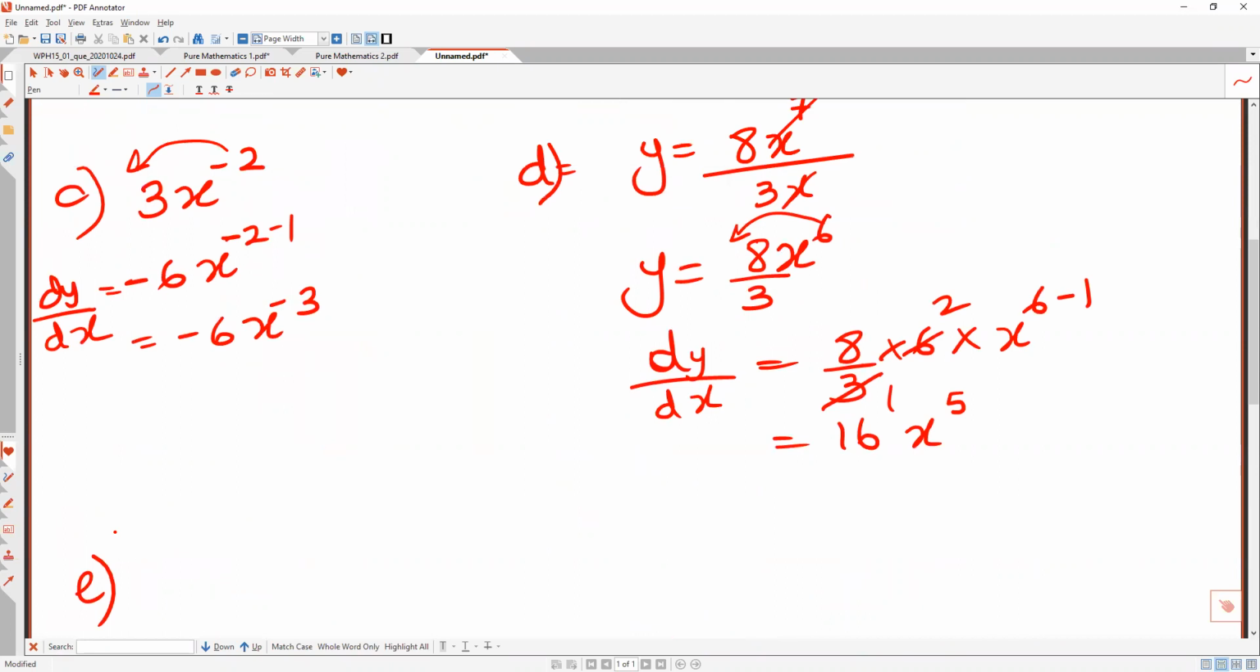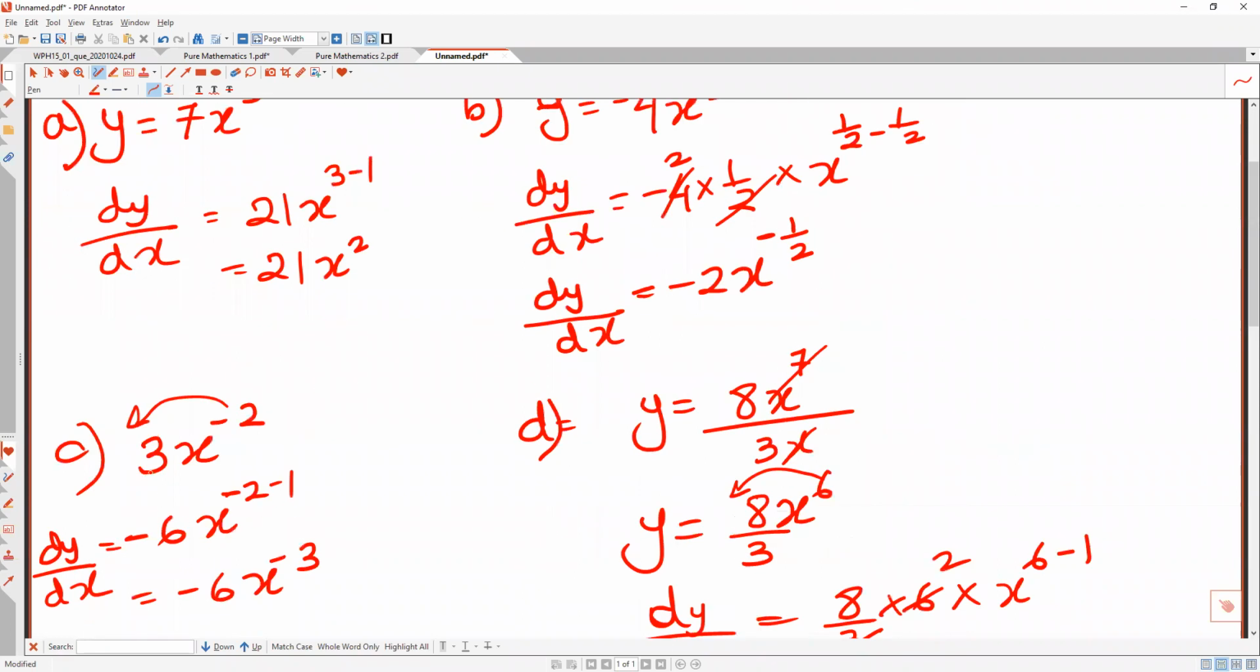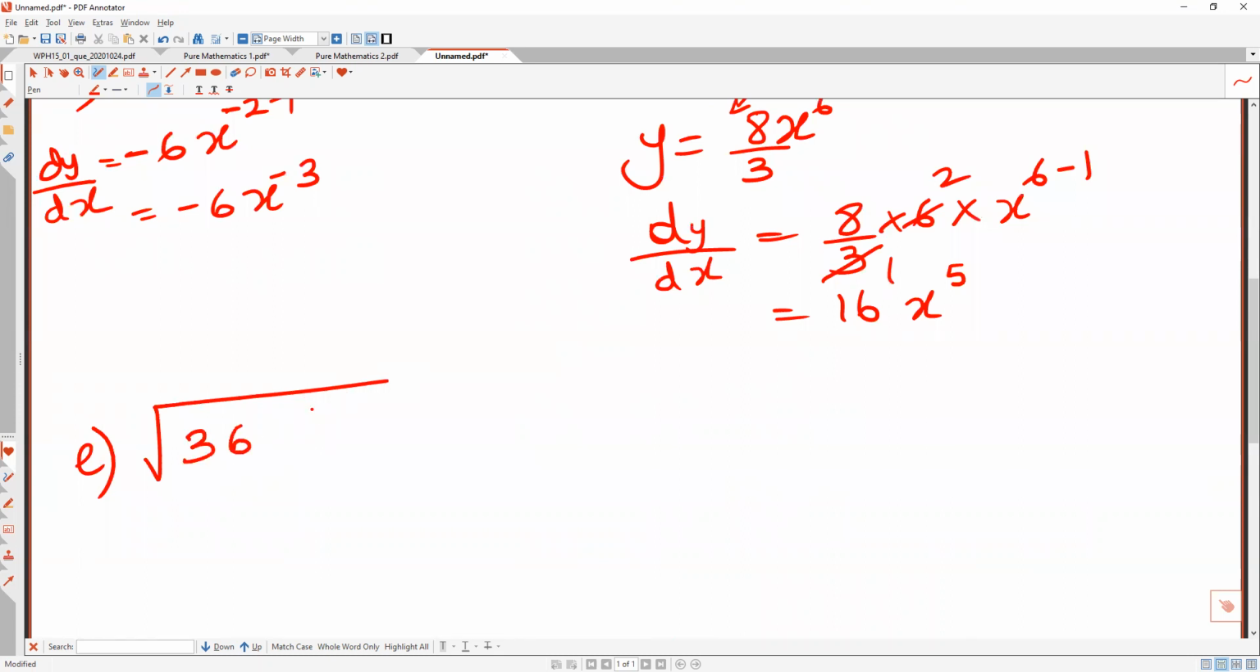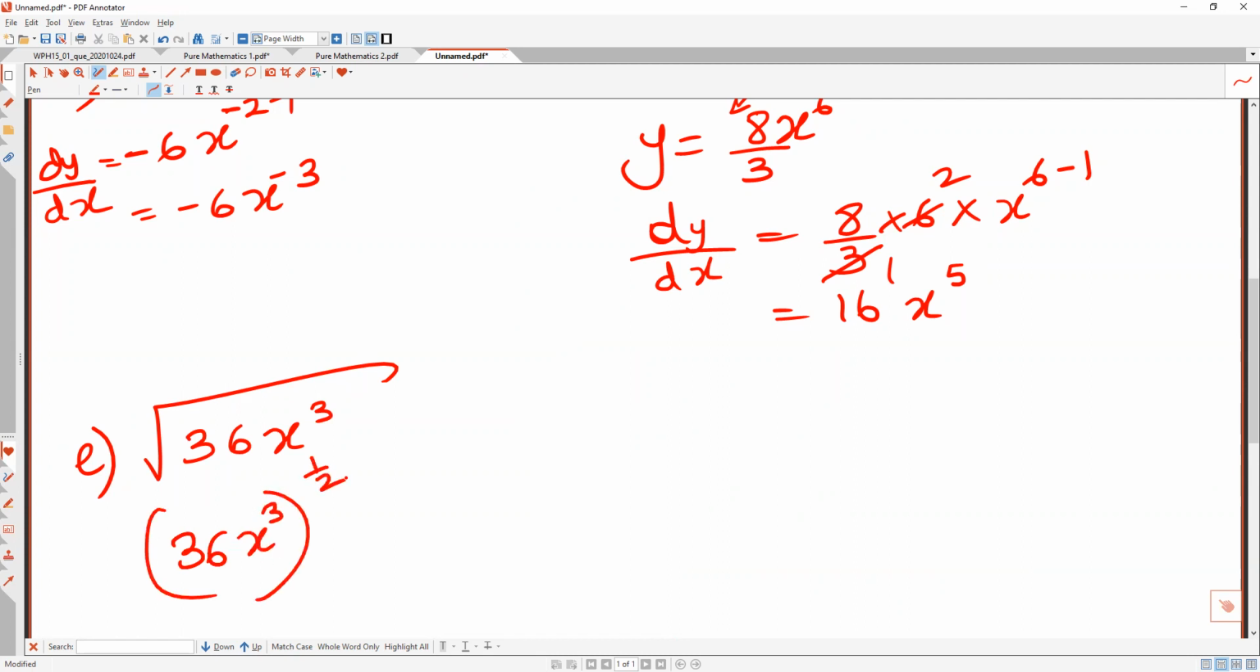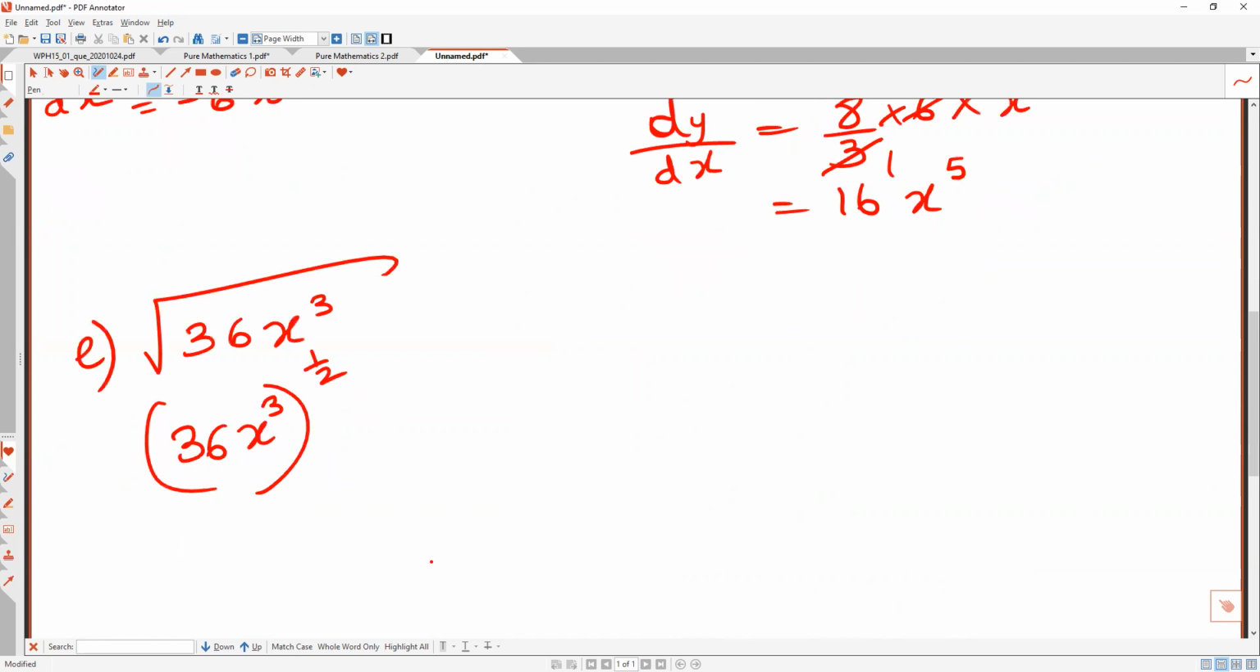So what do you have in E part? Root of 36x cubed. This is how I would have written this: 36x cubed whole raised to half. Everyone got this? You guys got this? Maria got this, no? Let me put on the AC by the way. Kind of hot here. Okay, so what can I write this as if I want to open it? I'm still simplifying this. So root of 36 is 6, 6 x raised to 3 by 2. Clear?